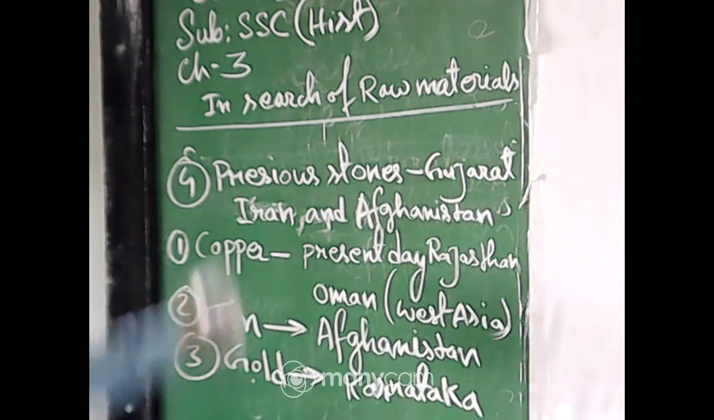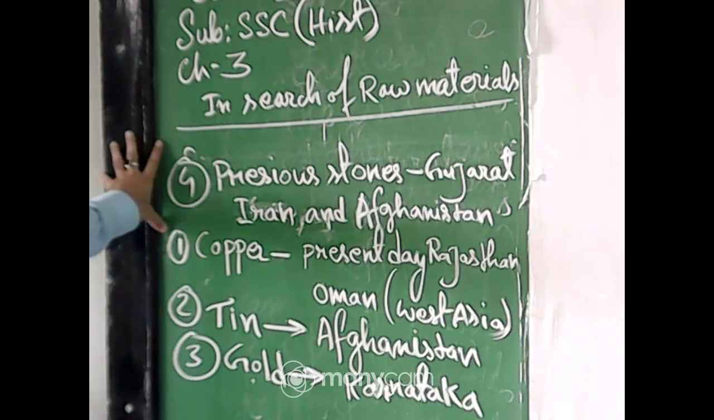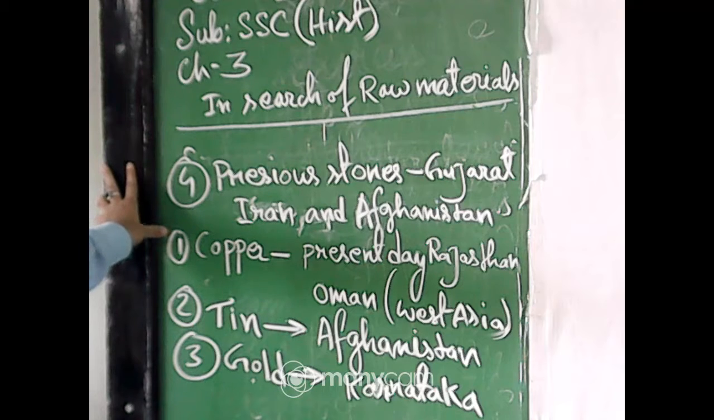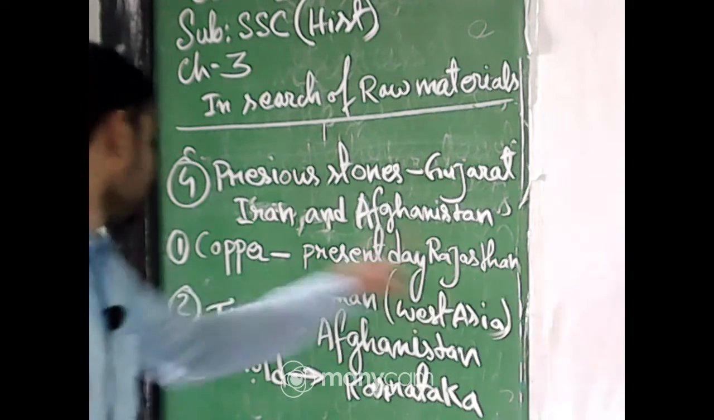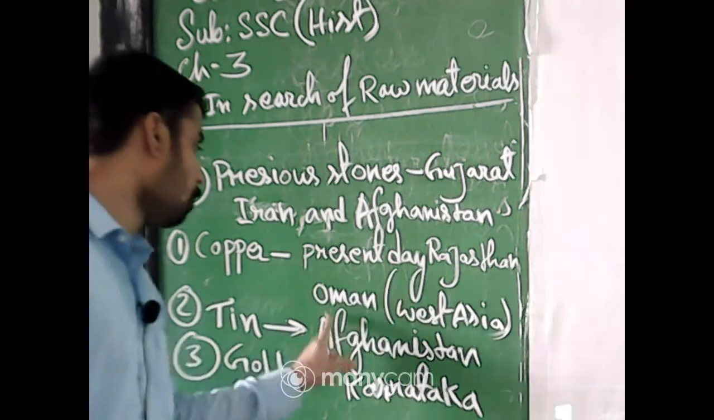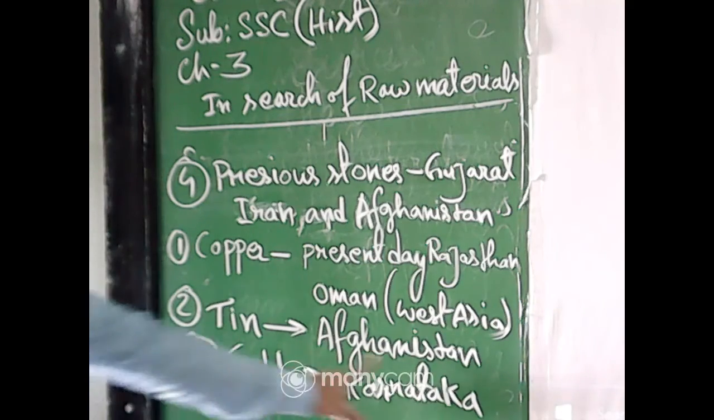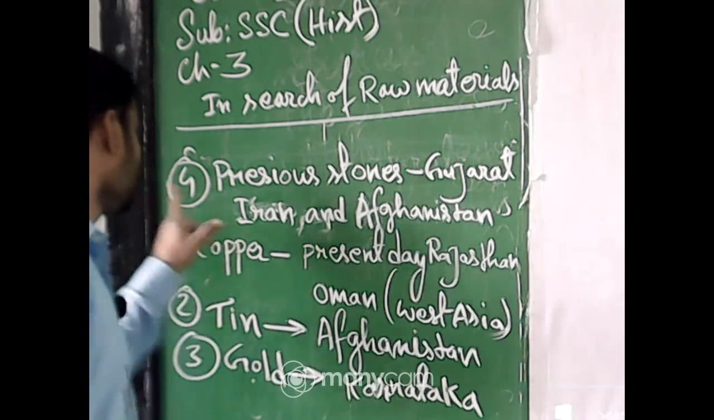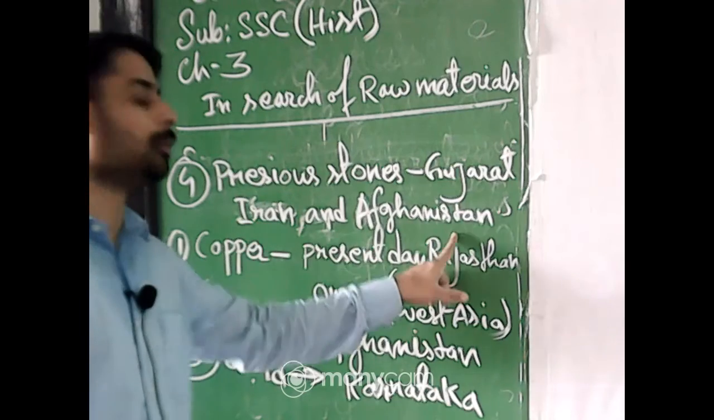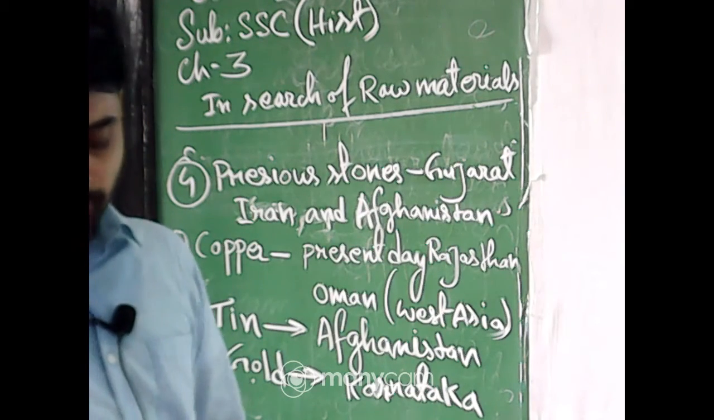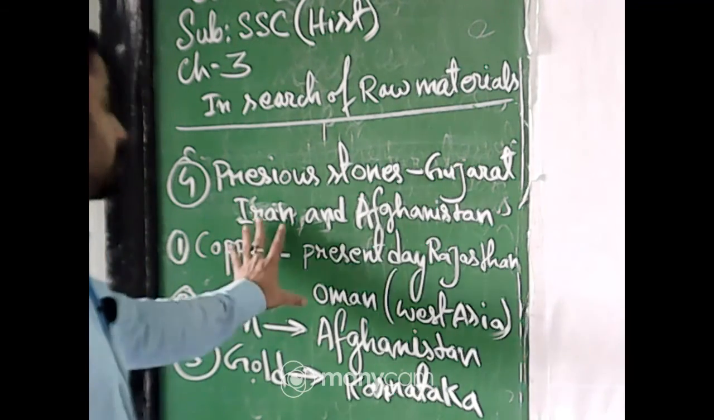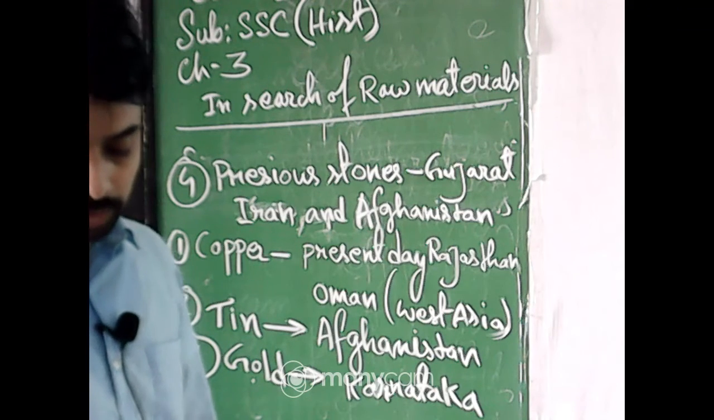Okay, so these are the places. Remember the names of these places. This is very important for the exam also. Look at the four types of things that they collected from four different places. Copper from present day Rajasthan and Oman in West Asia, tin from Afghanistan, gold from Karnataka, precious stones from Gujarat, Iran and Afghanistan. So these are the places from where those precious metals and stones were collected.